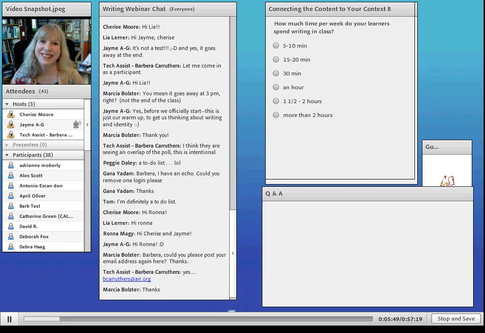We're really going to be looking at writing as something that we want to integrate as often in the class as possible. Okay, so I'm going to show you what it looks like now. It looks like the majority are within the 5 to 30 minute range. Oh, we have several that are devoting an hour.